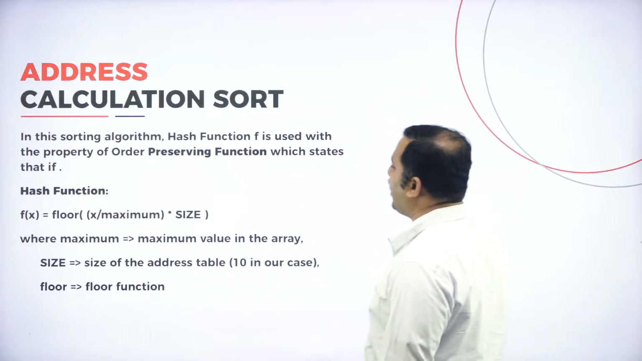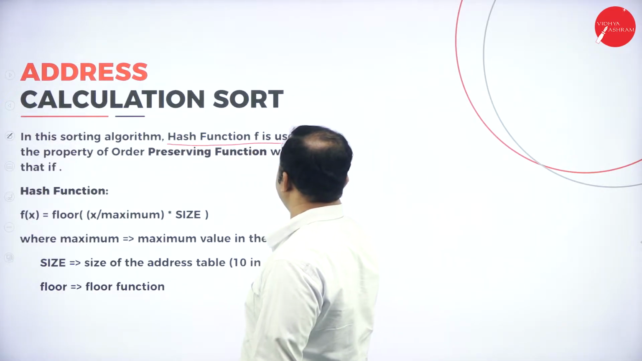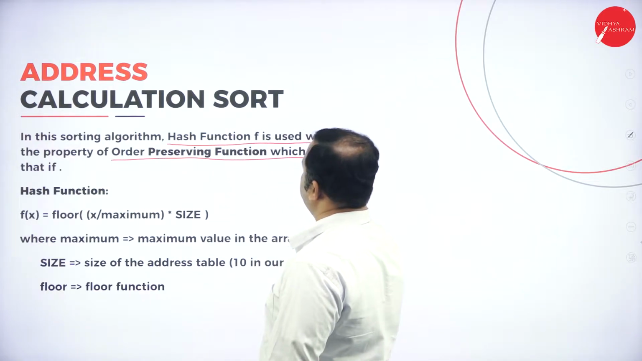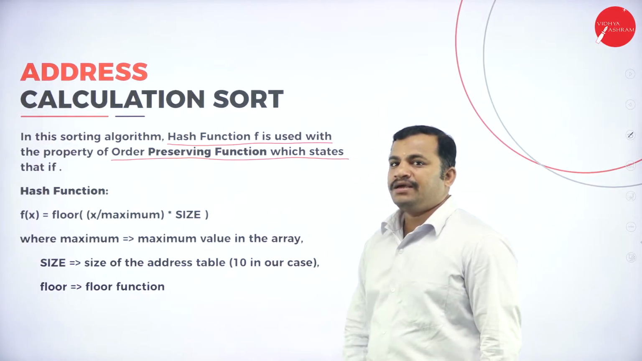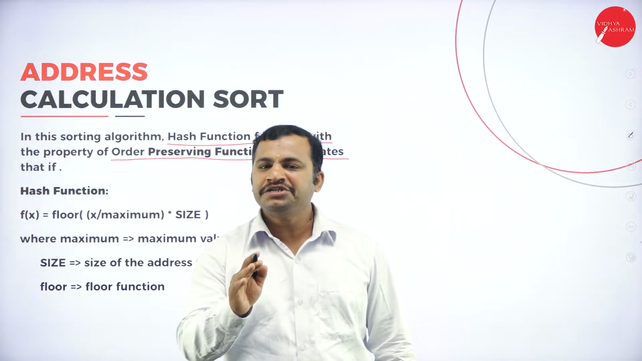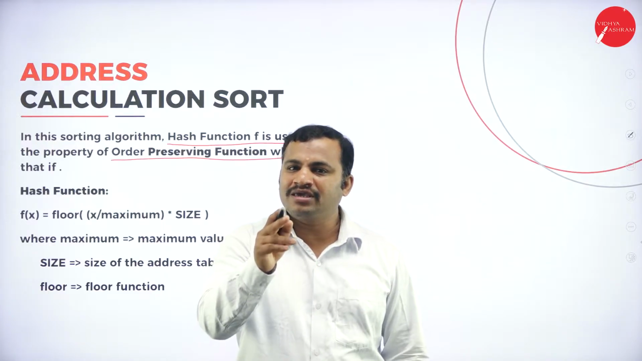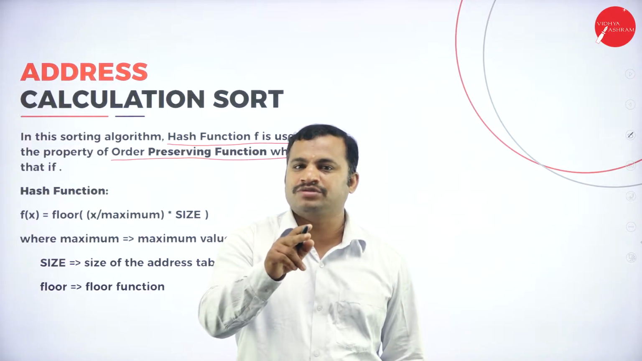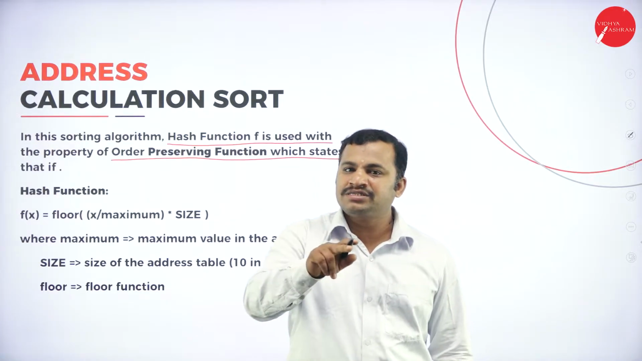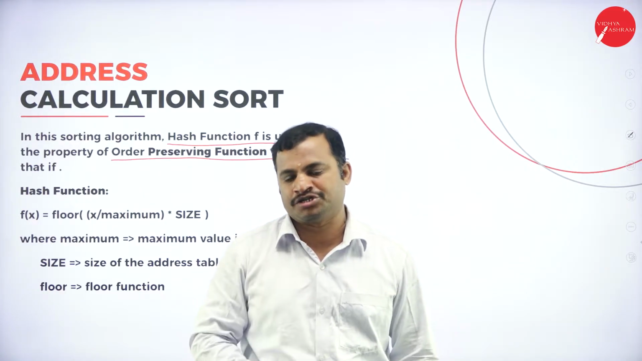Now, we have this sorting algorithm with hash functions. What is the meaning of hash function? Let me clarify that. A hash function is one that maps the keys with values. That means address with values. Address with values are mapped with the help of a hash function.